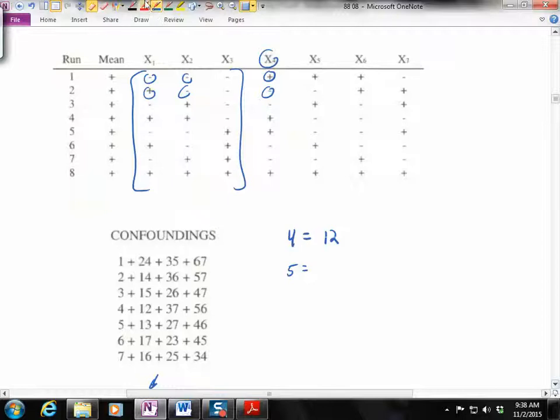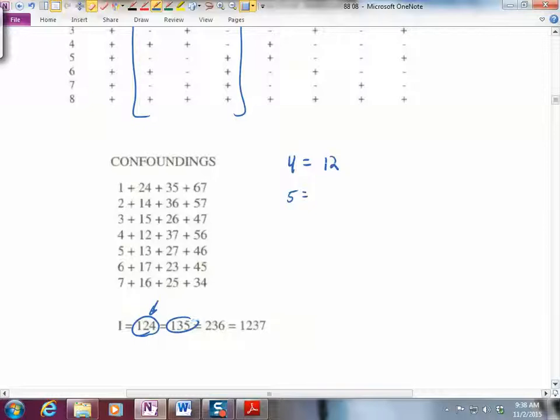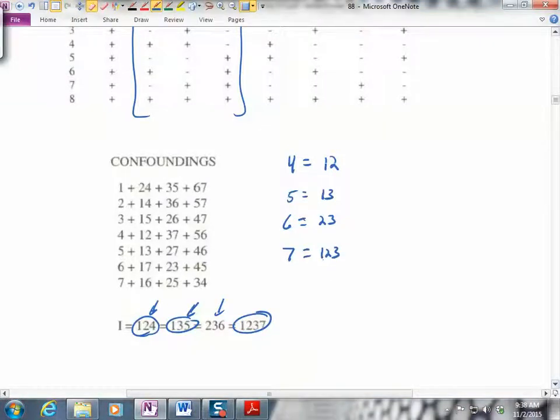x5. What was x5 assigned to? Right there. 1, 3. Going to give us that term. x6. 2, 3. x7 was what? All right, the 1, 2, 3 interaction. Those were the design generators.